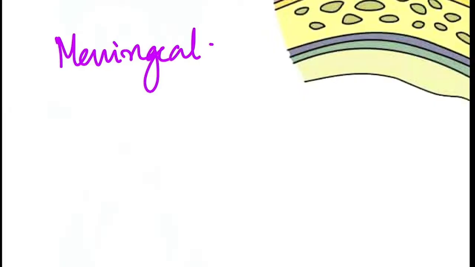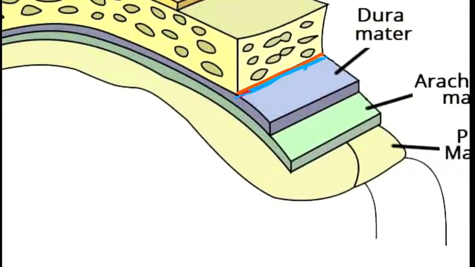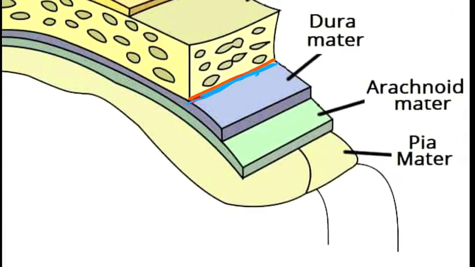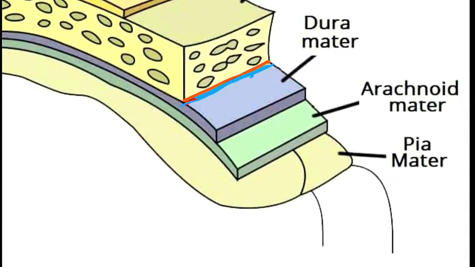Arachnoid mater. Arachnoid mater is the middle layer of the meninges, right? You can see just between the pia mater and the dura mater, we have the arachnoid mater. So basically, there is a middle layer of the meninges lying directly underneath the dura mater. Okay, and it consists of a layer of connective tissue. But remember, they are avascular and they do not receive any innervation.